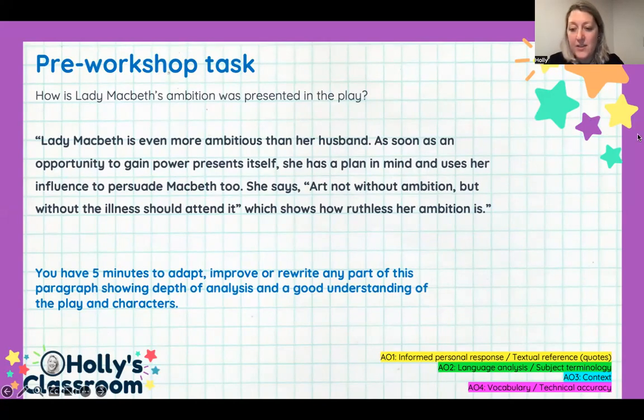Henry and Janet have just asked a really good question in the chat box. They've said, can we use a different quote? And the answer, of course, is yes. You can do any changes or adapting of what's already there to improve their answer.